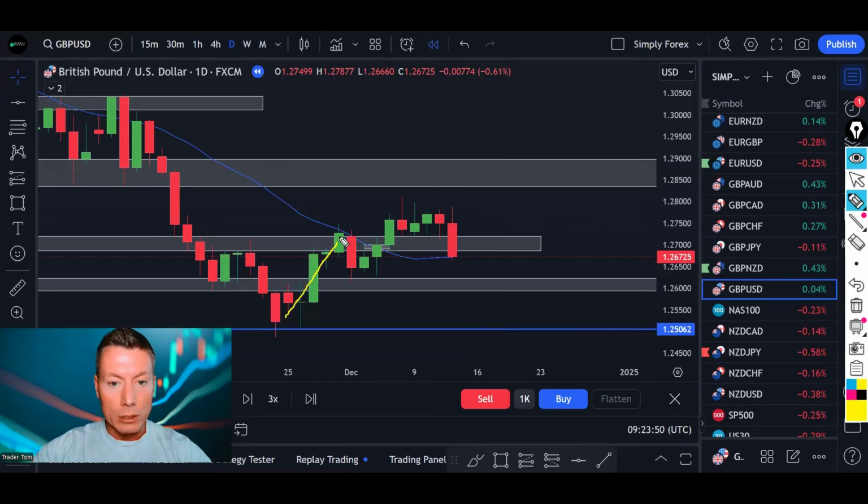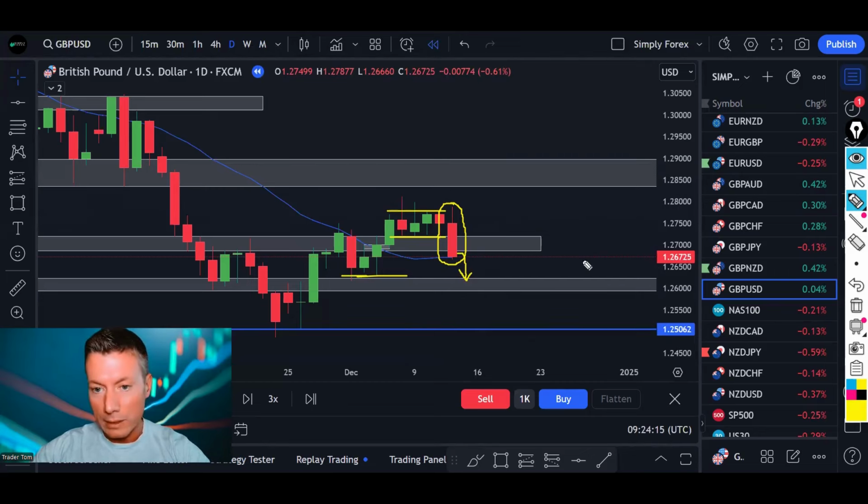Now, pound US dollar, I'm still seeing in an uptrend. So I necessarily wouldn't be looking for sells, but you can see we had this consolidation and then a big candle that broke out of that consolidation, and there was room down to these last lows here. So I understand potentially how you can be looking for pound US dollar sells.